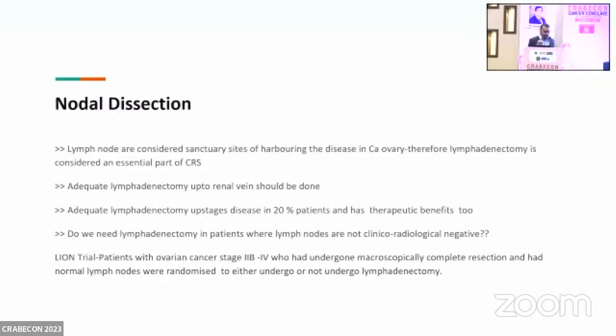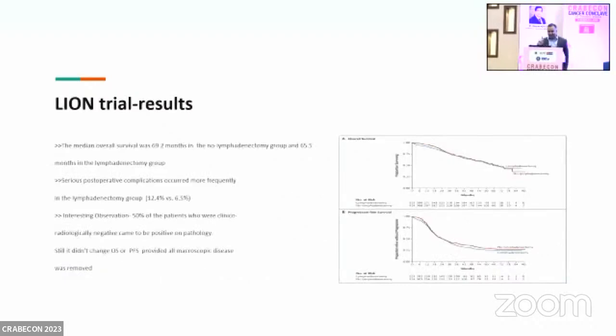So do we really need a lymphadenectomy in patients where nodes are clinically and radiologically inactive? The LION trial answers this question. This is a trial in which stage 2B to 4 patients were included, and they were randomized into a lymphadenectomy and a no lymphadenectomy arm. So these are the LION trial results.